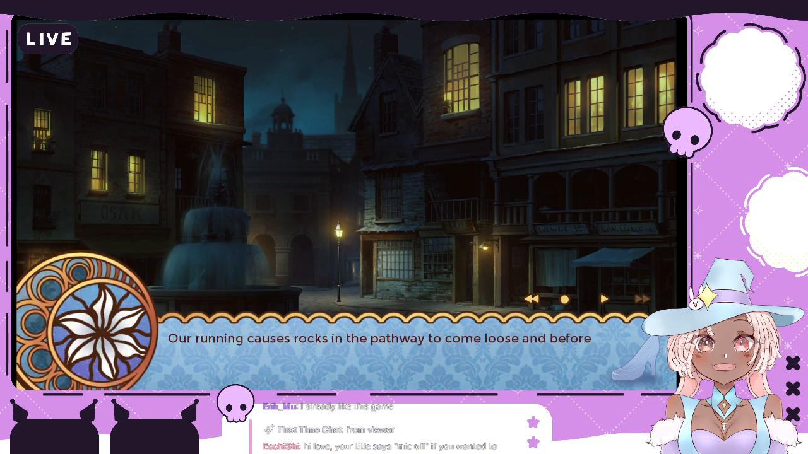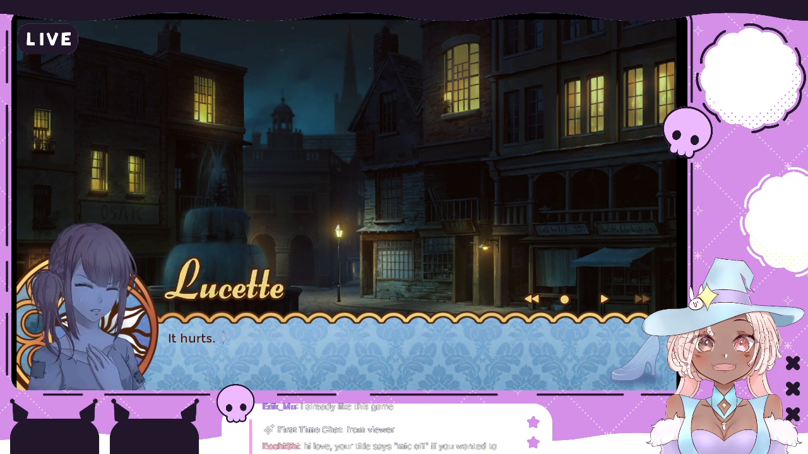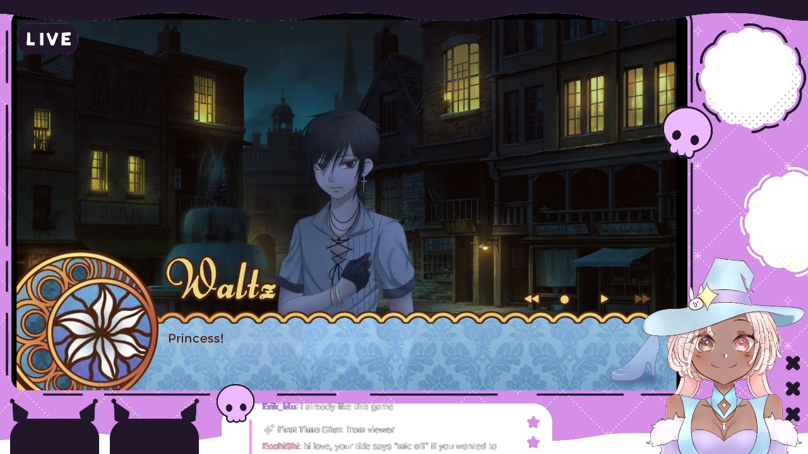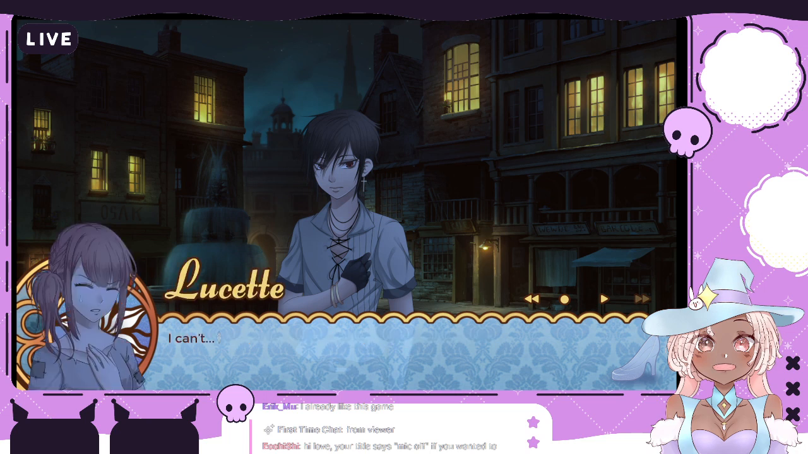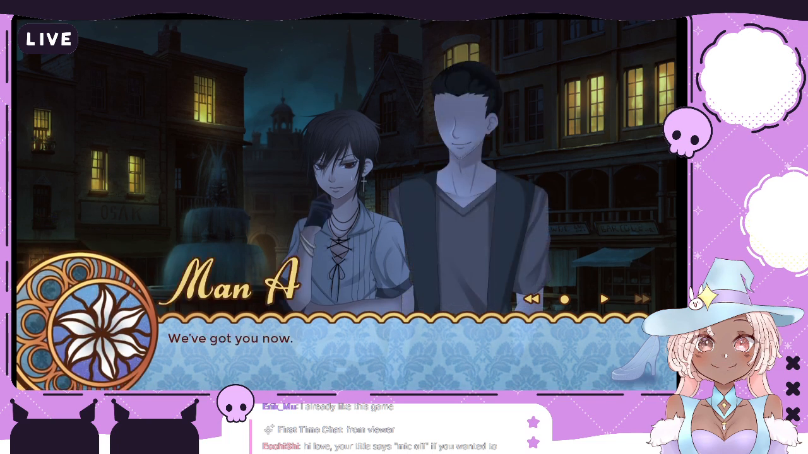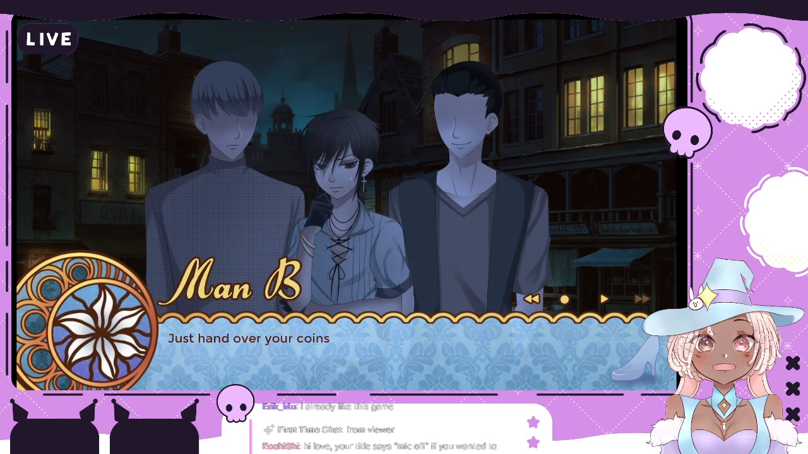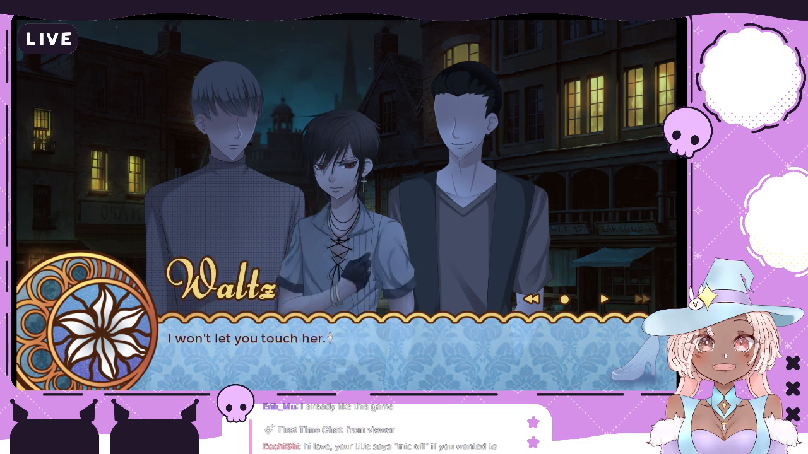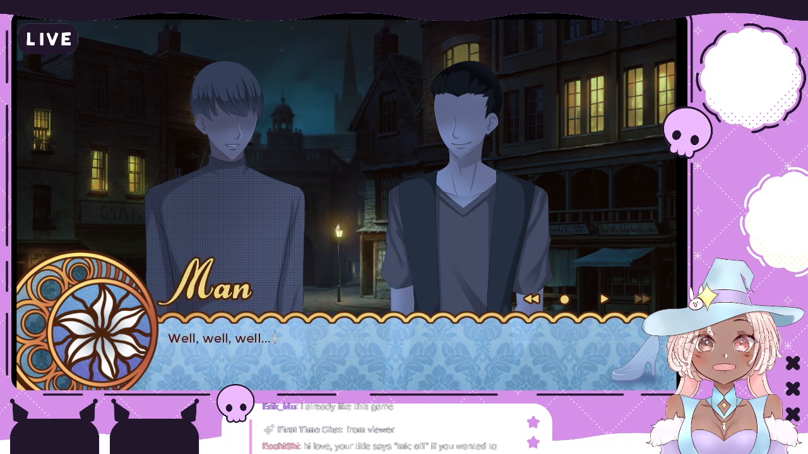Oh! Our running causes rocks in the pathway to come loose, and before I notice them in my path, I step down hard on them. A sharp pain shoots up my foot, and I collapse to the ground. It hurts. Princess! I try to stand, but the pain in my feet is unbearable. I fall back down into the dirt with a gasp. I can't. We got you now. Just hand over your coins and neither of you will get hurt. I won't let you touch her. Ha! Says the little boy. Well, well, well.